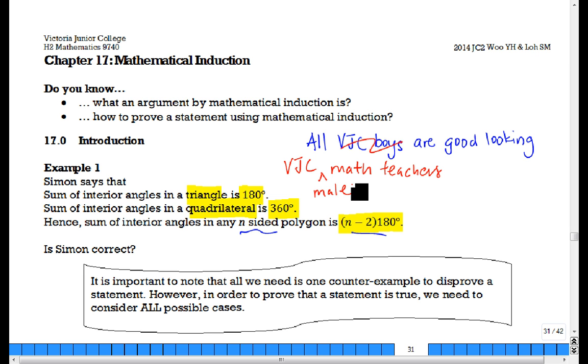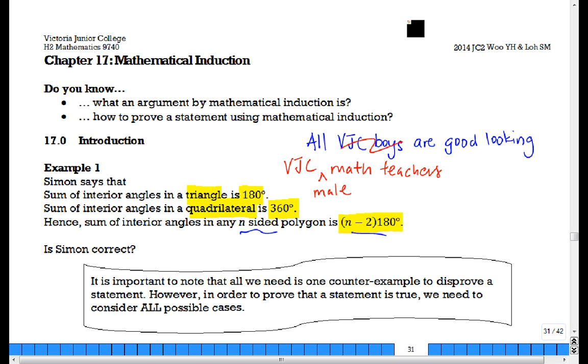My point is, again, if you want to prove that to be true, you must find everybody. You must find everybody and line them up. You want to disprove that, you just find one teacher. Don't look at me. Then you can disprove.